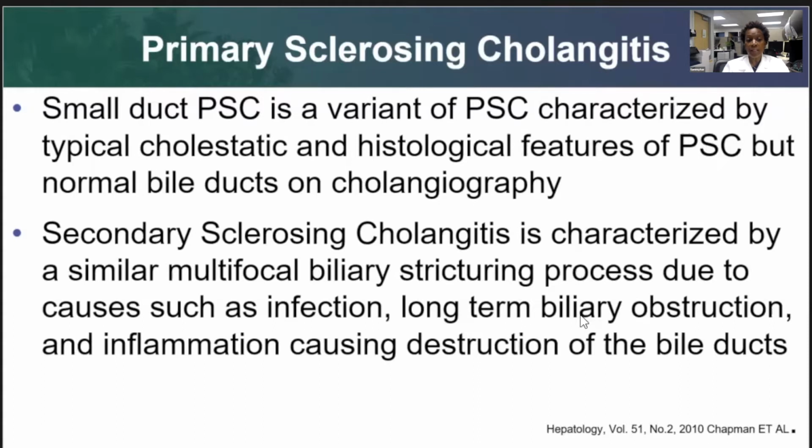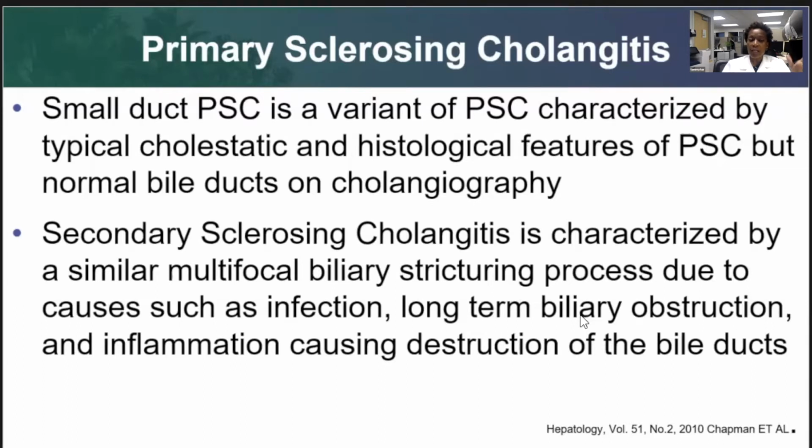There are two subsets to primary sclerosing cholangitis. Small duct PSC is a variant of PSC characterized by the typical cholestatic and histological features of PSC, but there are normal bile ducts appearing on the cholangiography, okay? And we'll talk about what those classic findings are.